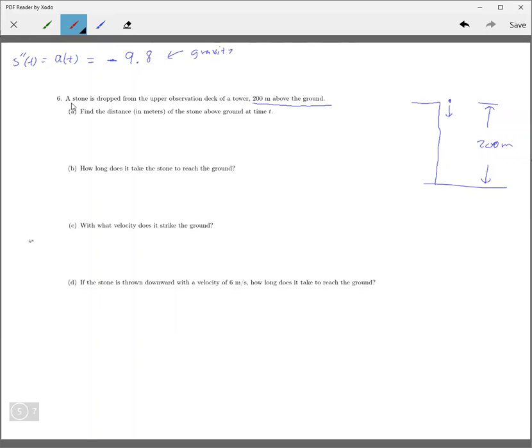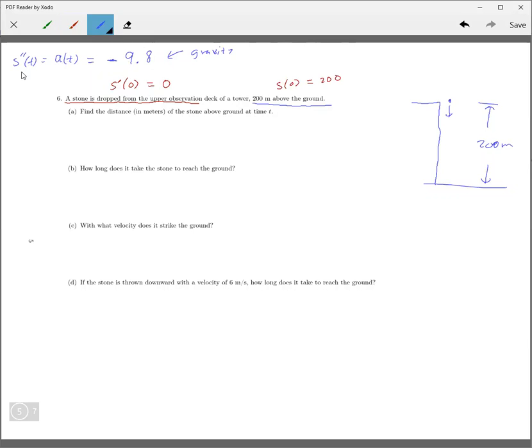Then we have two statements right here. The stone is dropped from the upper observation deck, 200 meters above the ground. So this is telling you that the initial position is 200. So when t is 0, s is 200. This one is telling you it's dropped, which means its initial velocity is 0, or s prime of 0 is 0. So you have those two pieces of information, and those two are the initial conditions.